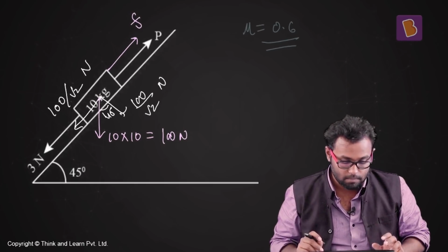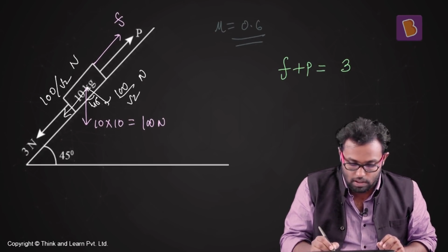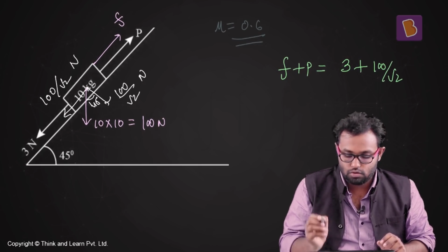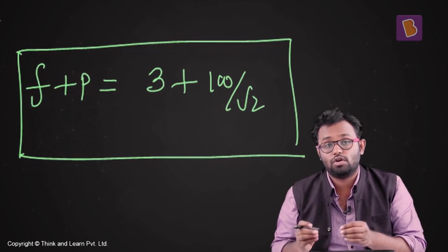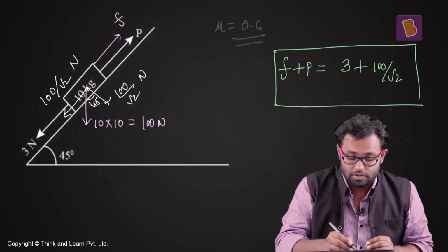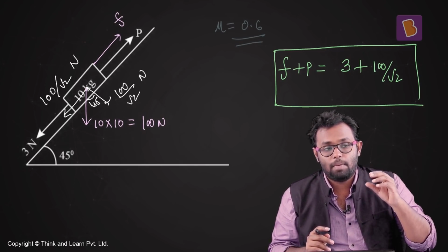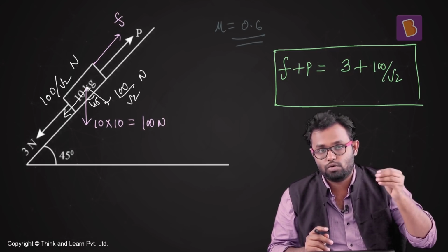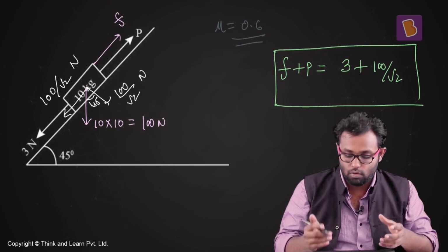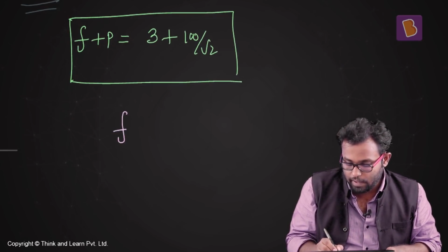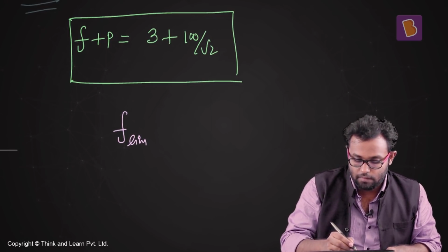You have to make some assumptions, right? Now I have got F plus P must be equal to 3 plus 100 by root 2 for this block to not move. Okay, that's there. But friction force, is that kinetic friction or static friction? That's static friction, because the thing is not moving. But static friction can only apply till a certain extent. There's a limit to static friction. After that limit, the static friction turns into kinetic friction, and in fact the thing would start moving.